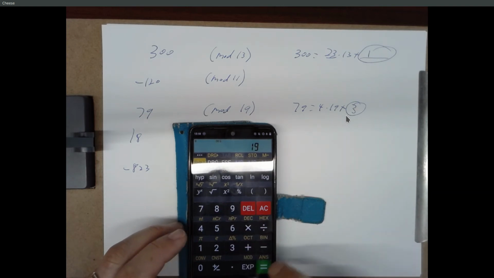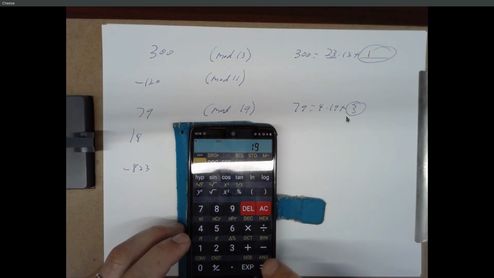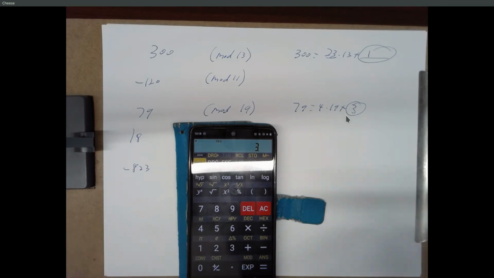79 divided by 19 is 4 point something. Subtract off the integer part, multiply that by 19, there's your answer. So if you're stuck on the subway with a train and with a calculator and you need to do these things, you can be pretty efficient with it.